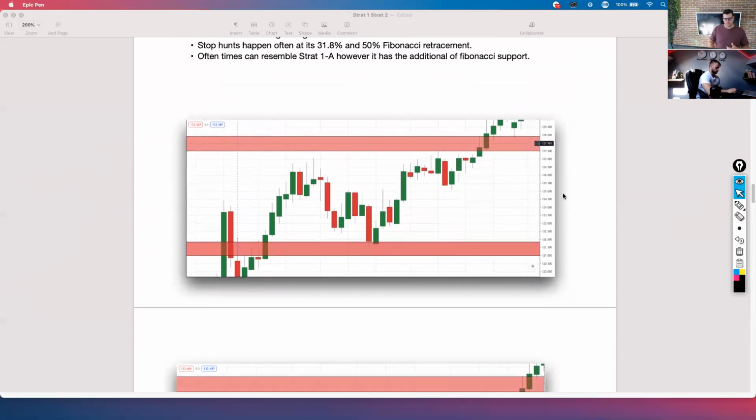Okay, so let's do that. All right, so here we see our daily zones. Obviously, we're looking to find the trend. We have a push, as you can see, a stop hunt to the downside. Then we see another push back to the upside.